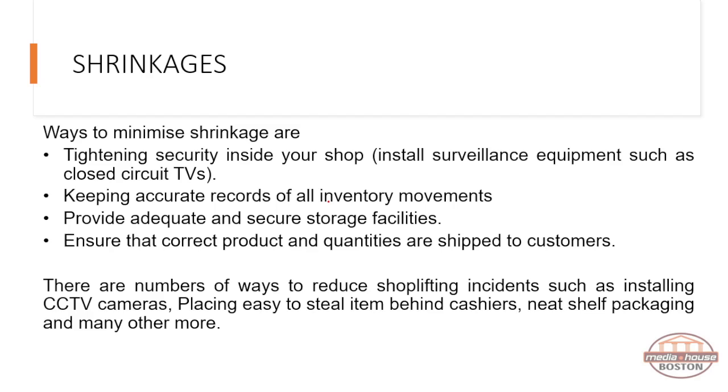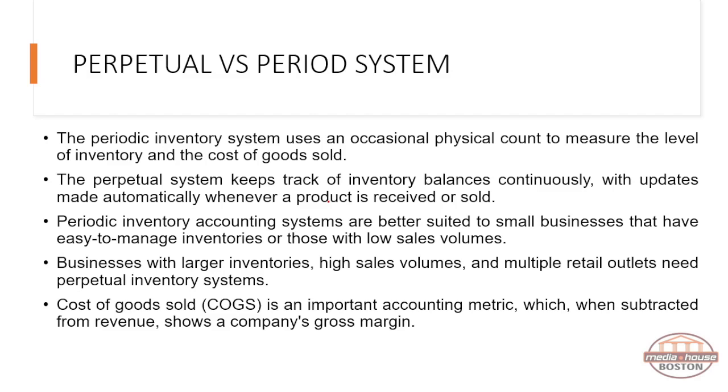So therefore there are a number of ways to reduce shoplifting incidents, such as installing CCTV cameras, placing easy to steal items behind cashiers, neat shelf packaging, and many others, so that you can reduce the shrinkage within the company's inventory. So this now brings us to the type of inventory system that you can use within your company.